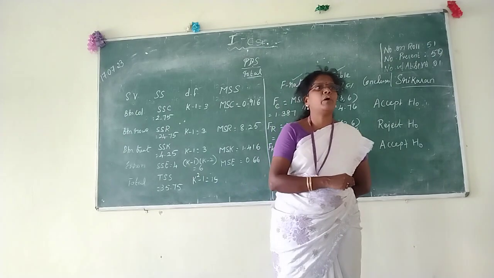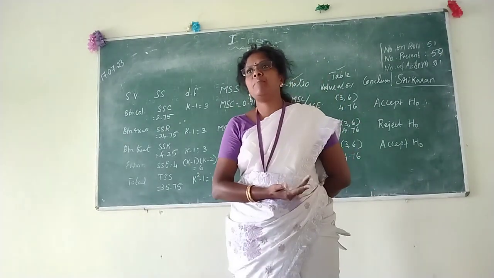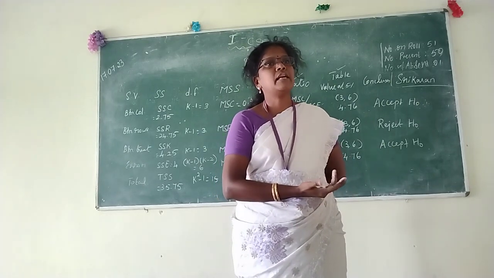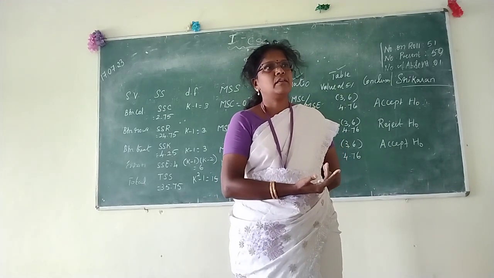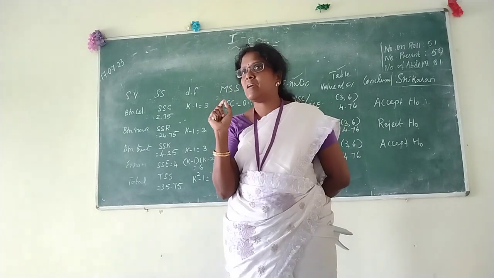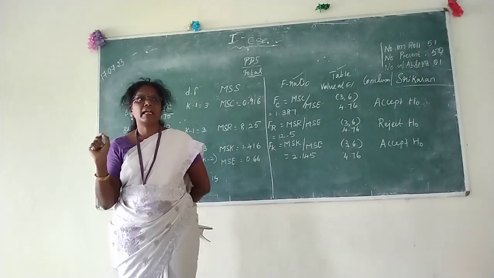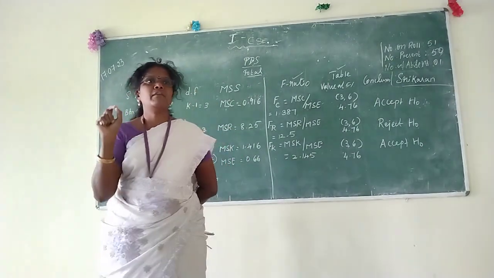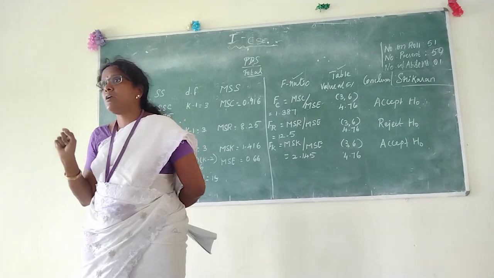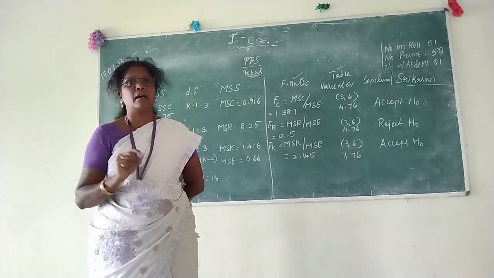What is the other name for one way? CRD, completely randomized design. What is the other name for two way? RBD, randomized block design. Remember the names, that is very important. In the examination they may not give directly as one way or two way. They may give the words as RBD or CRD also. You should know which is RBD and which is CRD.